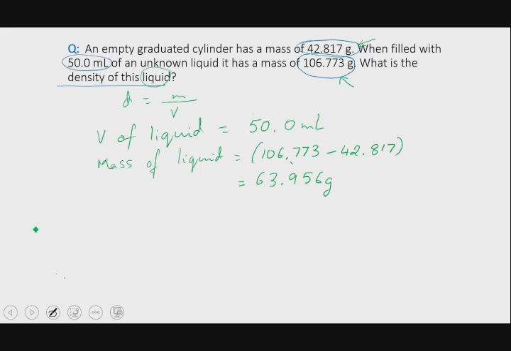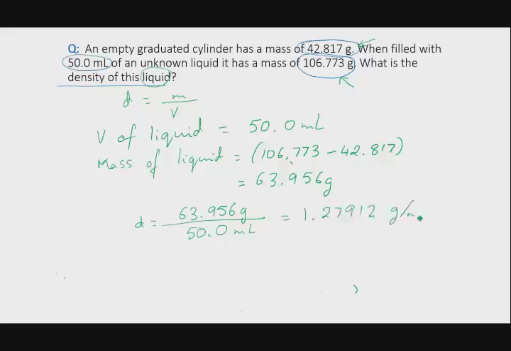Okay. Now we are ready to calculate the density of this liquid by taking the mass in grams, dividing it by the volume in milliliters. And when we do that, the density comes out to be 1.27912 grams per mL. The density needs to be in three significant figures because of the volume being in three significant figures, and that rounds to 1.28 grams per mL in three significant figures.